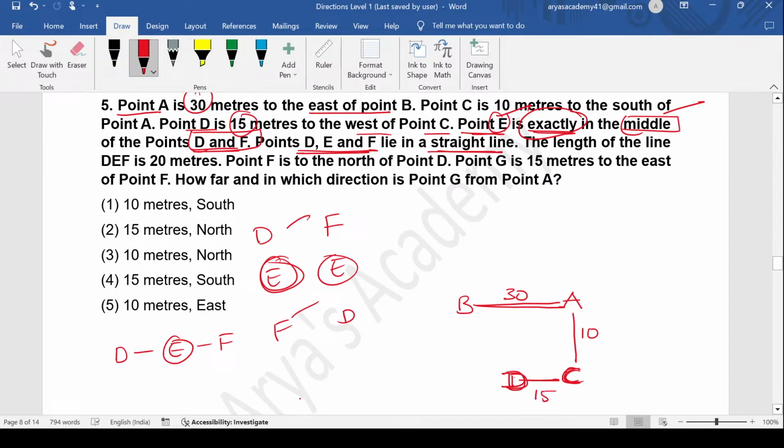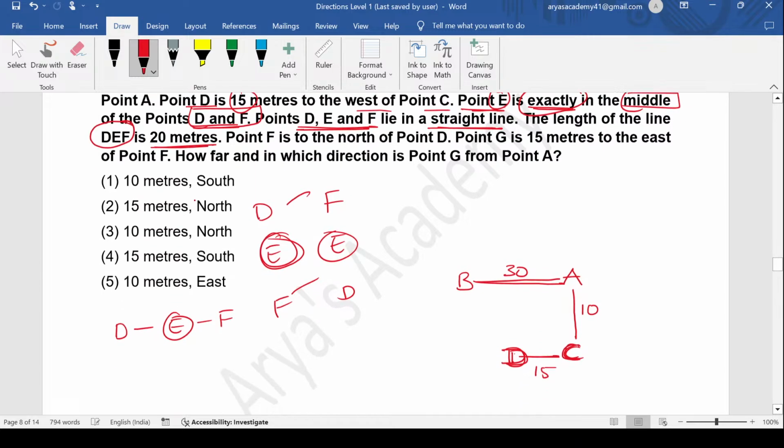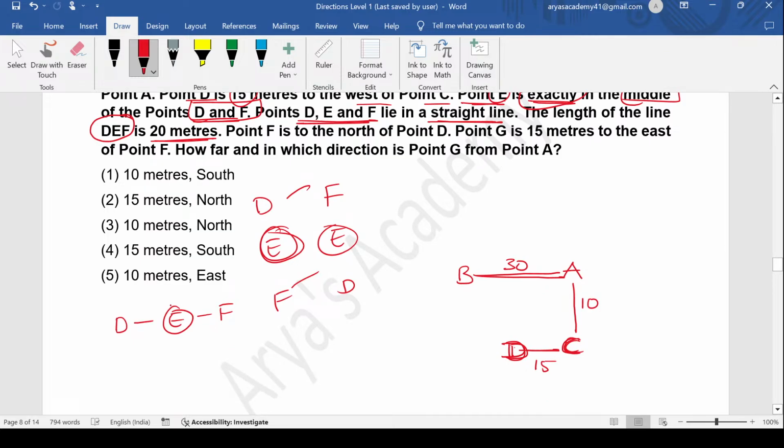But if you read the entire question, you will get some clarity over this. The length of the line DEF is 20. Here is another very important point which you need to understand. The length of the line DEF is 20 meters, means the length between D and E will be 10, and the length between E and F also will be 10, because they are equidistant. Point E is exactly in the middle, right? Means the distance between D and E as well as E and F will be the same. Hence, the given distance of total 20 between D and F has to be divided into two equal parts. 10 meters between D and E, similarly 10 meters between E and F. This is another point that you need to consider.